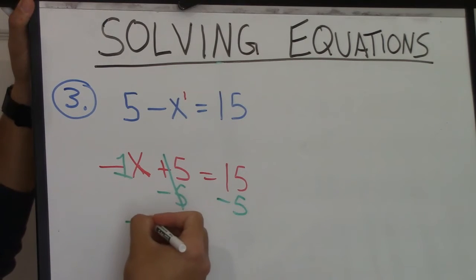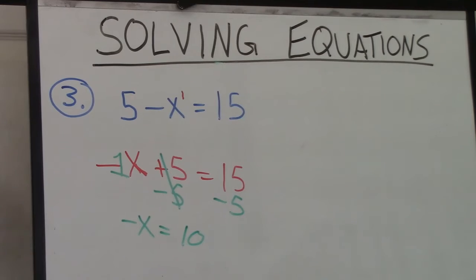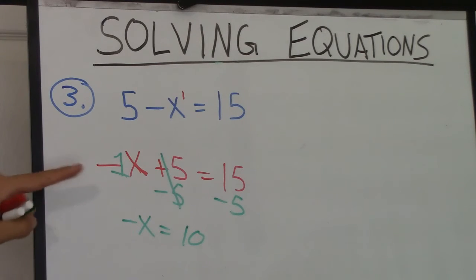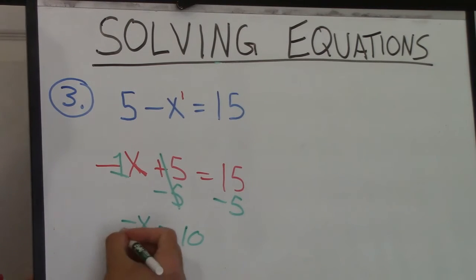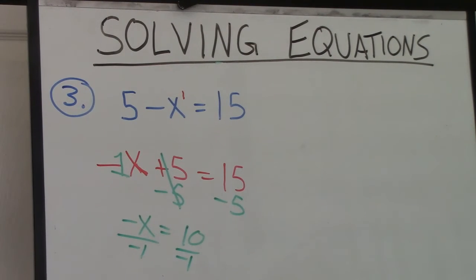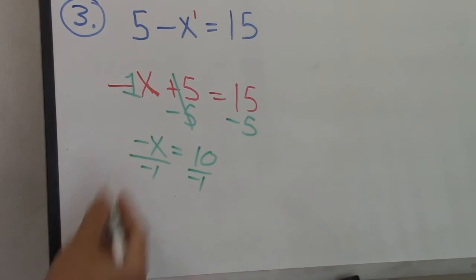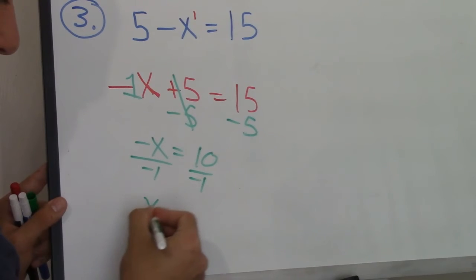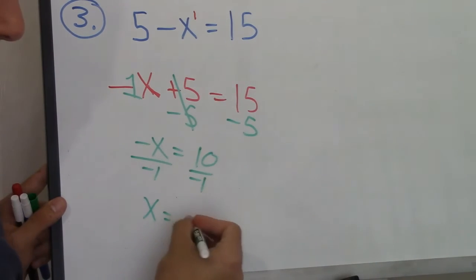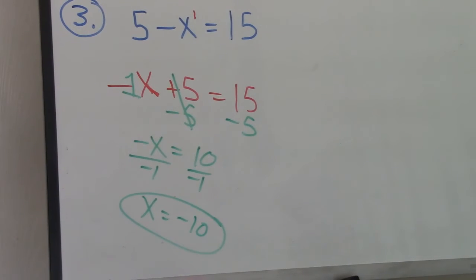And we would get -x equals 10. And now we want to undo the multiplication by -1 by dividing by -1. So if we divide both sides by -1, dividing by -1 all it does is flip the sign. So a negative x becomes a positive x, and a positive 10 becomes a negative 10. And that would be the solution.